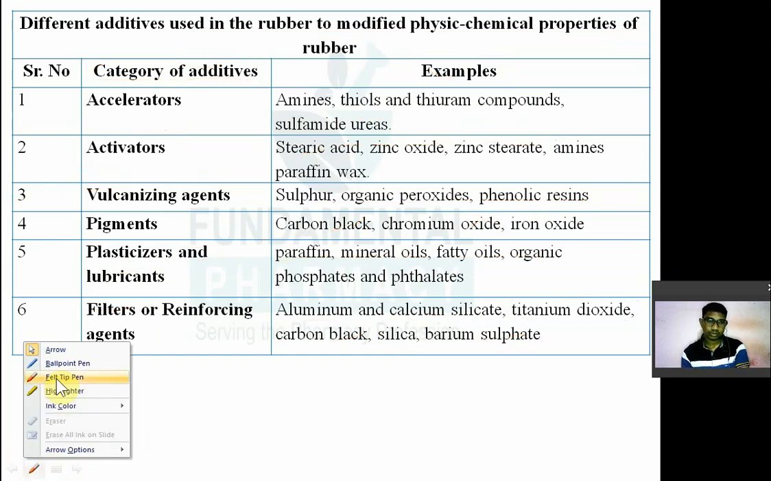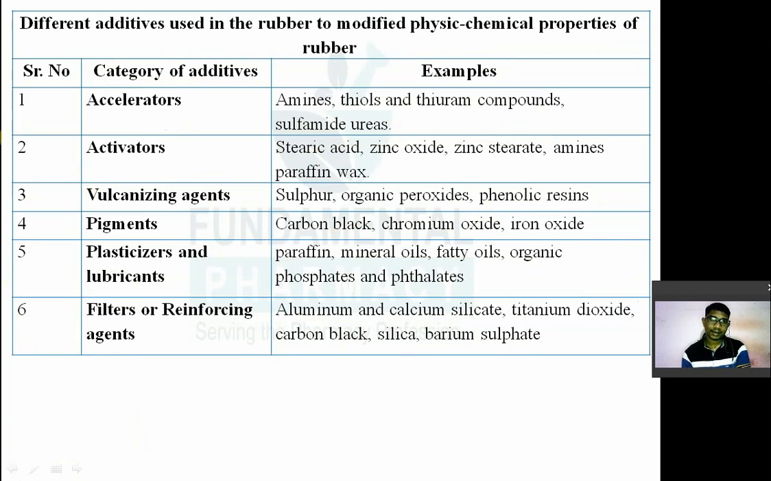तो याद रखो, एक्सेलेरेटर कौन है, एक्टिवेटर कौन है, वल्कनाइजिंग एजेंट कौन है, पिगमेंट कौन से है, प्लास्टिसाइजर लुब्रिकेंट कौन है, और फिलर्स और रीइंफोर्सिंग एजेंट कौन. तो ये बहुत ही इंपॉर्टेंट चार्ट है, इसके ऊपर 2 बार जीपैट में चैप्टर वाइज लिखे.